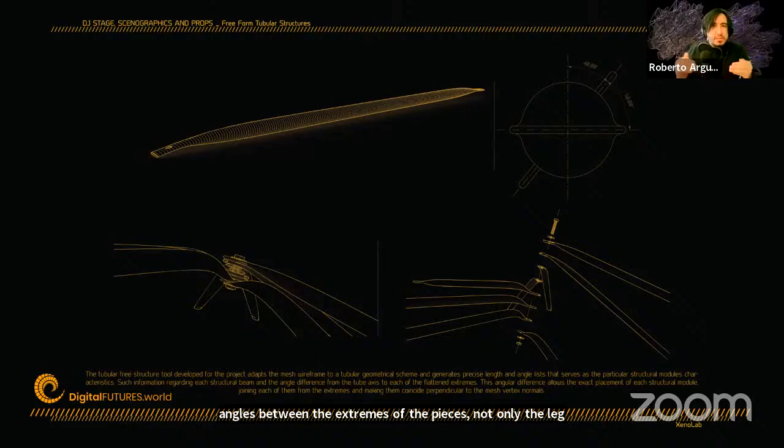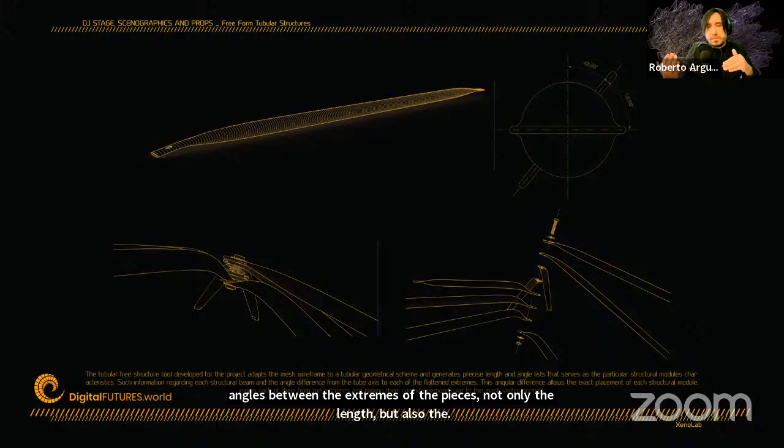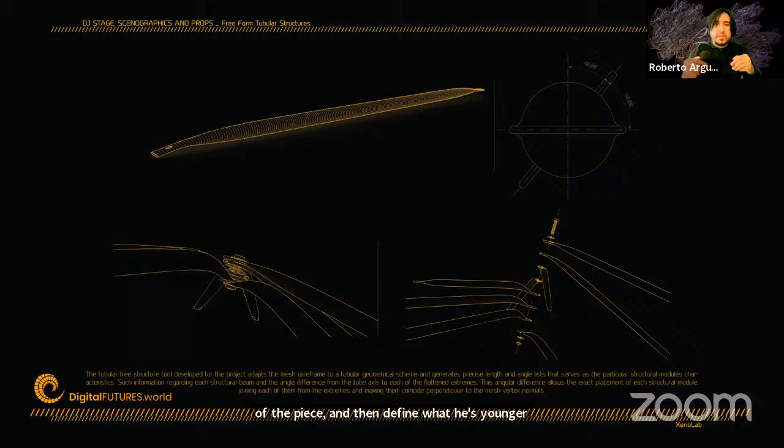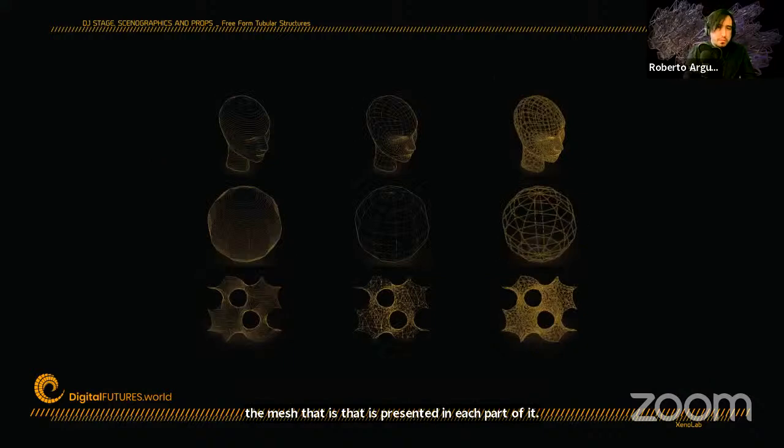Not only the length, but also the angle according to some kind of axis that goes across all of the piece, and then define what is the angle precisely to go along with the normals of the mesh that is presented in each part of it. So we were able to achieve that.